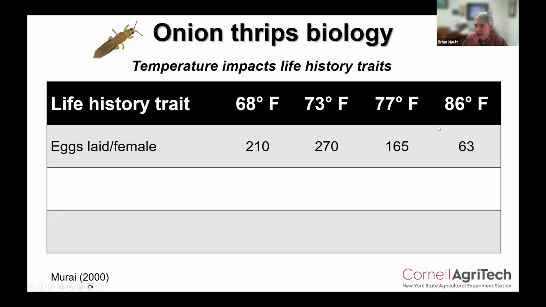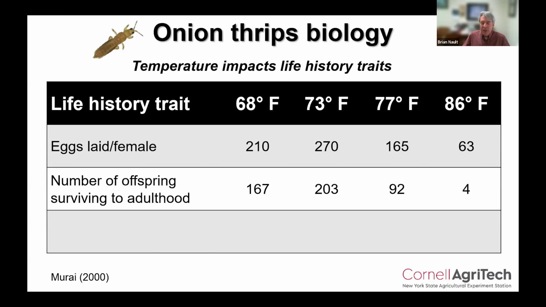So what happens is at these higher temperatures, it's just not very good for onion thrips. They just don't lay as many eggs under those really hot temperatures. If you look at the number of offspring surviving to adulthood, we see the same pattern, that sweet spot is around 73 degrees Fahrenheit, but then drops off precipitously as temperatures get higher. So basically what this means is that a single female can lay 270 eggs, but only 203 are going to actually make it to the adult stage.